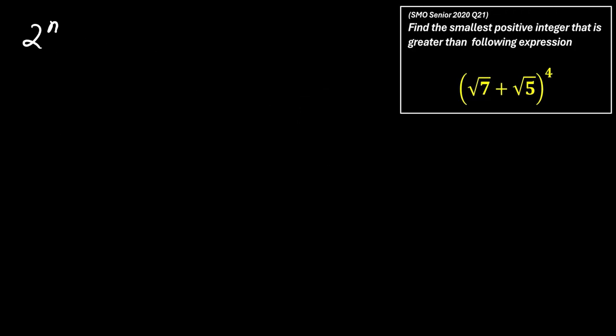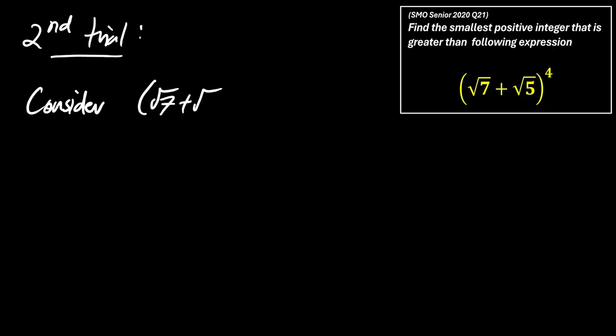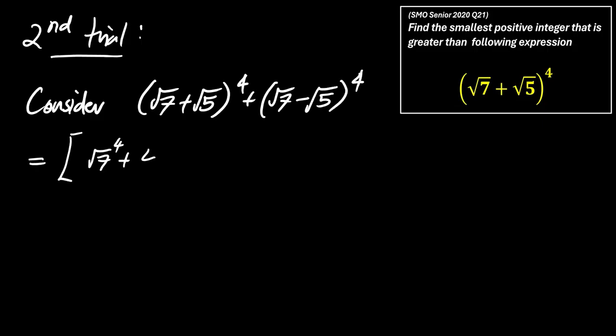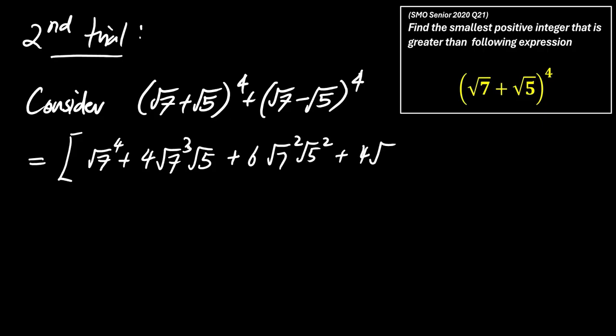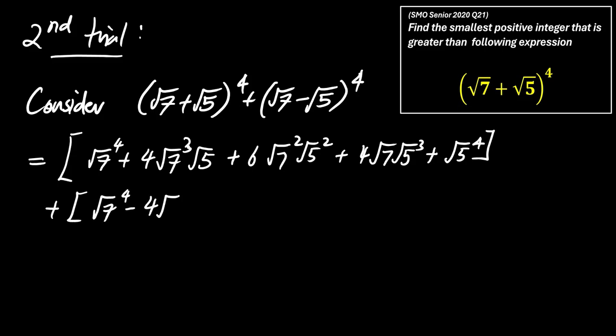Let's now try a more elegant method using conjugates. Let's consider the sum of (square root 7 plus square root 5) to the power of 4 plus (square root 7 minus square root 5) to the power of 4. We expand both using the binomial expansion. First, (square root 7 plus square root 5) to the power of 4 expands to, then, (square root 7 minus square root 5) to the power of 4 expands to.